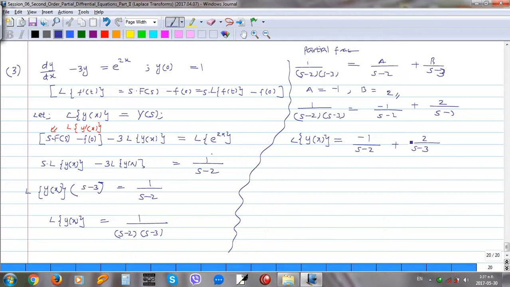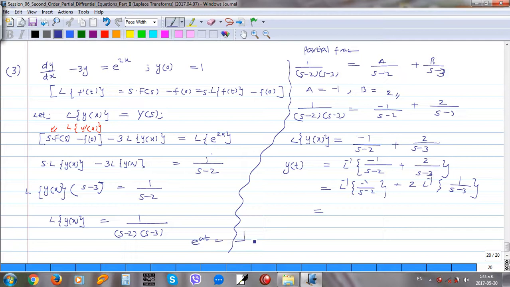So then we can find y(t), no? y(t) means we have to find the inverse Laplace transformation of 1 over s minus 2 plus 2 over s minus 3. We can take them separately: minus L inverse of 1 over s minus 2, plus 2 times L inverse of 1 over s minus 3. So you know that, again I need that one, e to the power at equals 1 over s minus a.